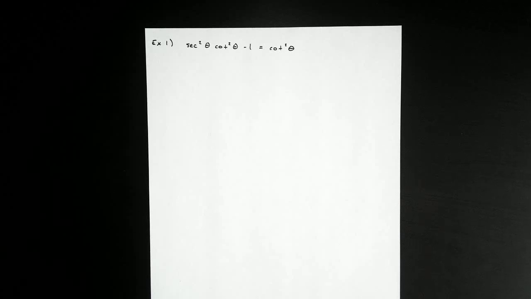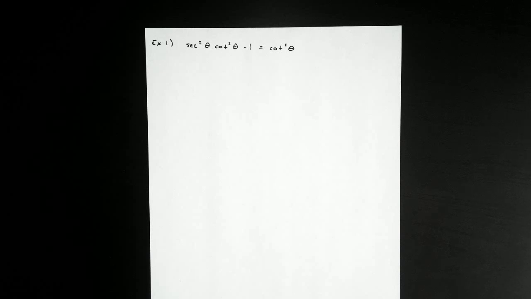Hello everyone. I'm going to talk through two examples where I will be verifying trig identities. And remember, an identity is just an equation where the left-hand side and the right-hand side are equal to each other no matter what the value of the variable is.